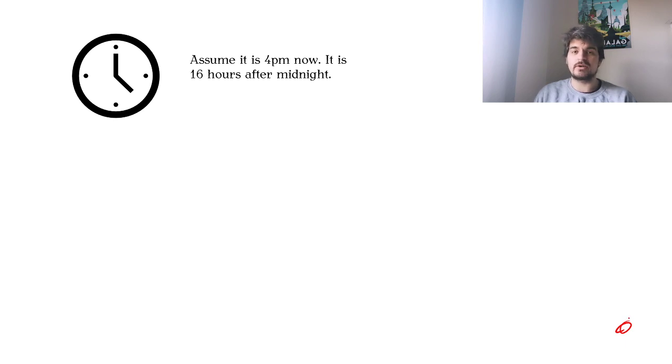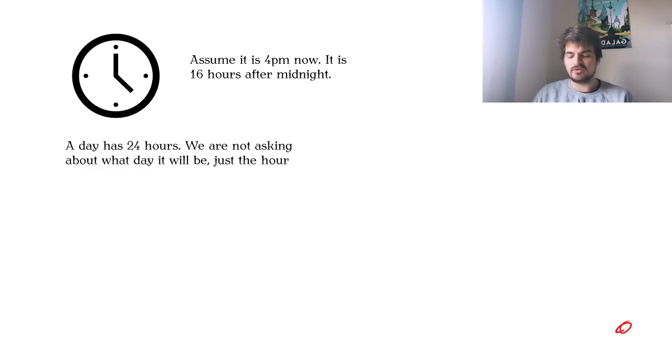It's 16 hours after midnight. In certain countries, they always use a 24-hour system, from 1 to 24. Here it's 4 p.m., but let's remember it's 16 hours after midnight in case that comes in useful. We are only caring about what time it will be. We don't care about how many days pass in those 2020 hours. A day has 24 hours. We are not asking what day it will be, just the hour.